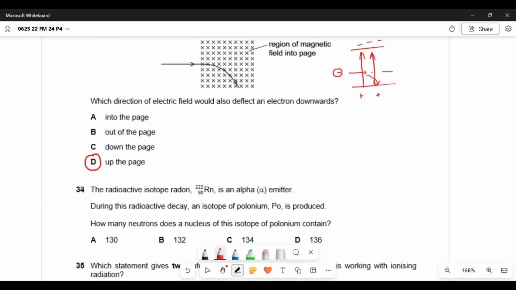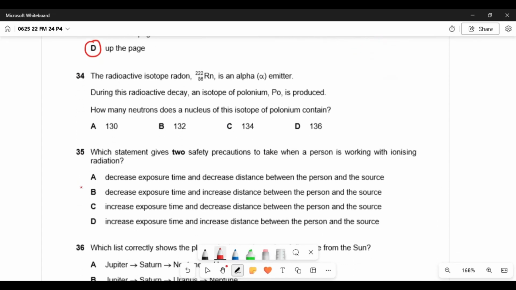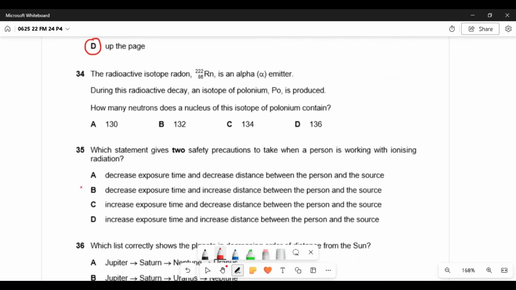is the right choice. The radioactive isotope radon 86, 222 is an alpha emitter. So alpha emitter means a helium nucleus is emitted, that is 2He4. During the radioactive decay, an isotope of polonium Po is produced. So how many electrons does the nucleus of the isotope polonium contain?